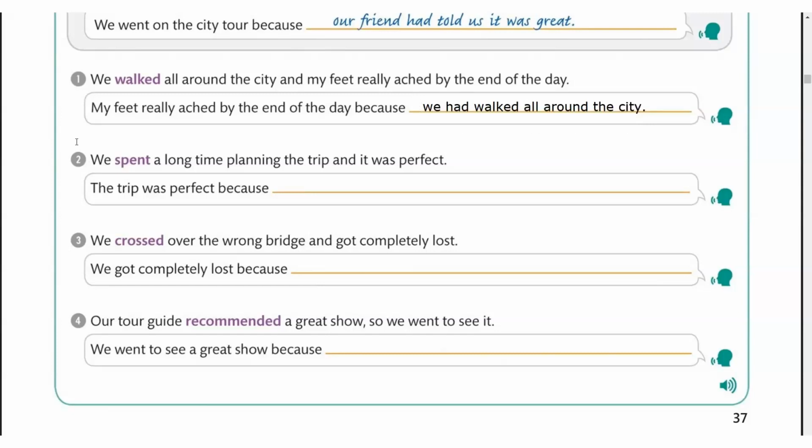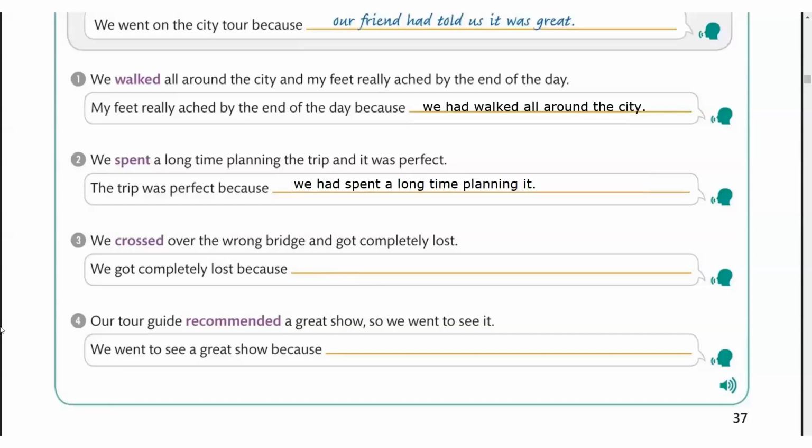Next one, number two, we spent a long time planning the trip and it was perfect. Okay, let's rewrite that. The trip was perfect because we had spent a long time planning it. Okay, remember why we use past perfect. One thing happened before another thing in the past.